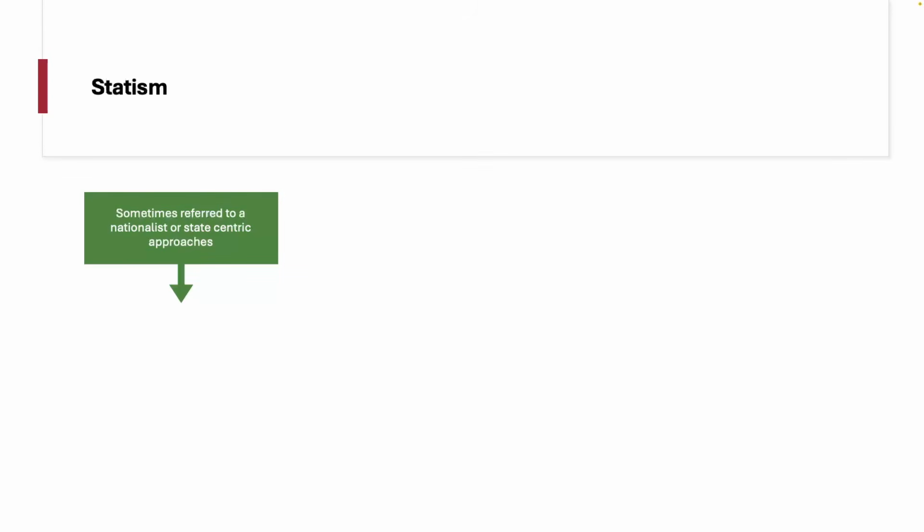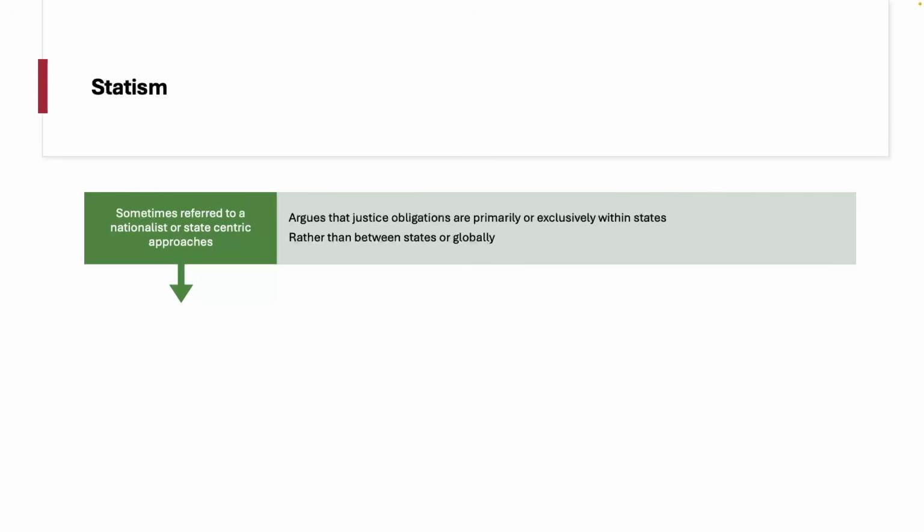The contrast then is the statist approach, or sometimes known as the state-centric approach, or maybe in some other regards the nationalist approach, if you want to be a bit more theoretical about it. The statist or state-centric approach argues that justice obligations are primarily, in the weaker view, or exclusively, in the stronger view, within states, among citizens rather than between states or globally. Okay, among citizens within the nation state itself.